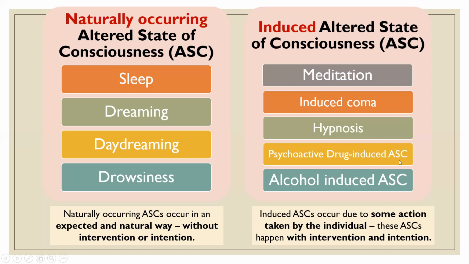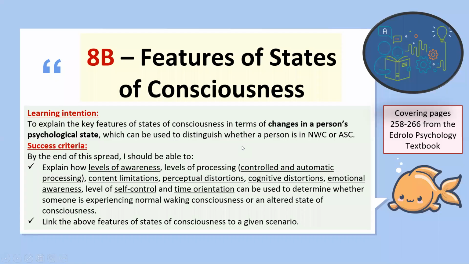So you take drugs, you get high, you're tripping. That is drug-induced ASC. Alcohol-induced ASC is when you're drunk, you're falling everywhere. That's because you drank alcohol, you brought it on. That's induced. So you should know some common examples of naturally occurring and induced altered states of consciousness. So that's basically that.